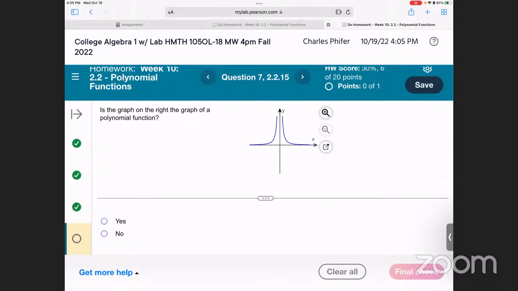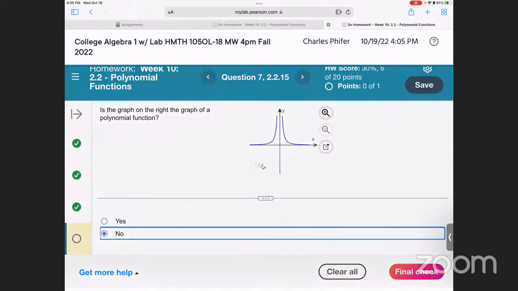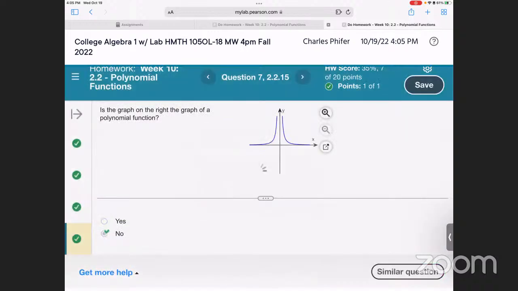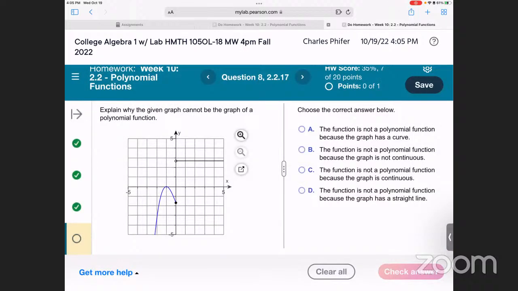This one's not a polynomial function because basically you have an asymptote on the y-axis. So you have a hole or a gap or a break. So because of that, it's not a polynomial. This one, again, we have a hole or a gap or a break because it's not continuous, so that's B.